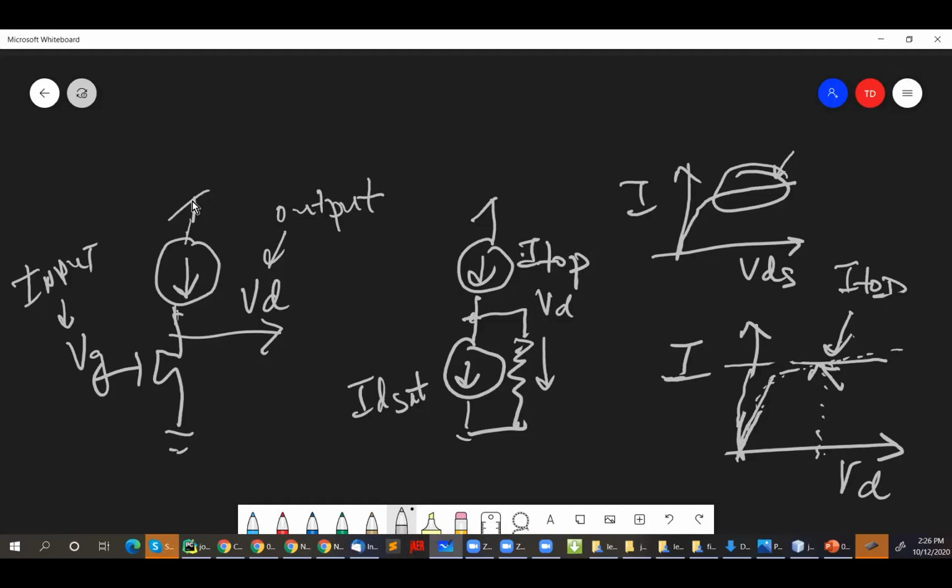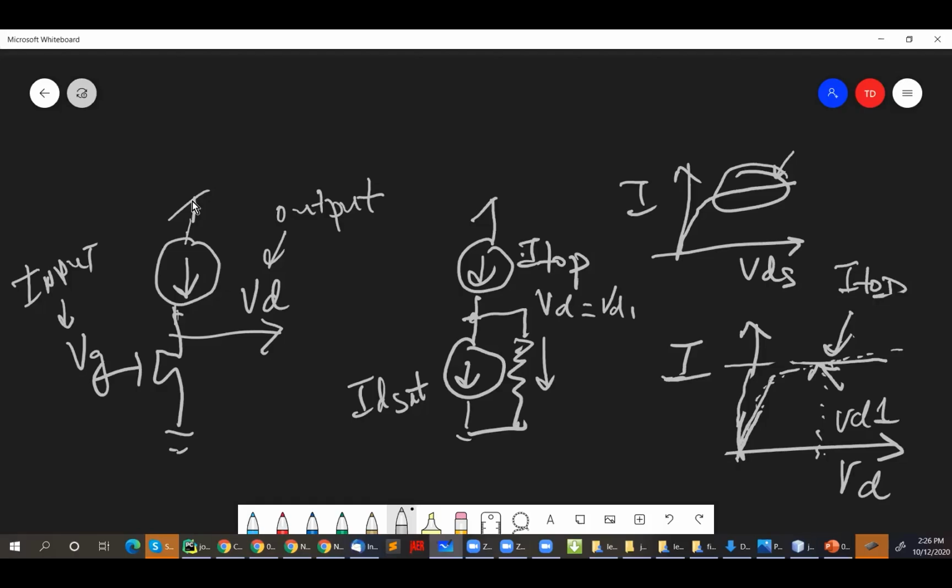So then you know what VD is. If this is VD1, then you know that in the end, this will be equal to VD1. Okay, so what I can do now for this circuit is I could increase the value of VG, right? I could, for example, increase it by 0.1 volts.